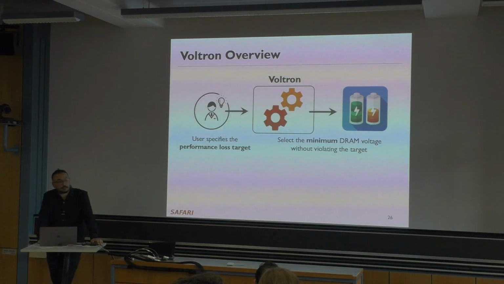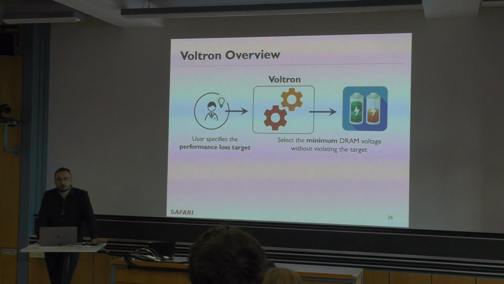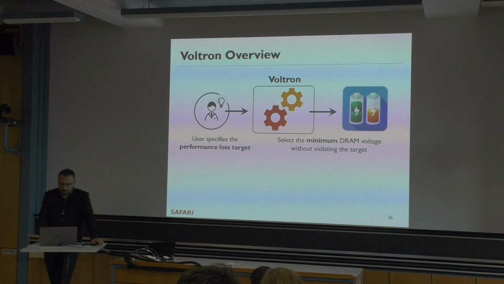Okay, so here's a cartoon showing Voltron's overview. How Voltron works is the user comes and specifies a performance loss target. He or she says, okay, I'm okay with a 5% performance loss target. Then Voltron does some magic and comes up with operating voltage and latency parameters. And at the end, you use those parameters while running your application, and then you save some energy.